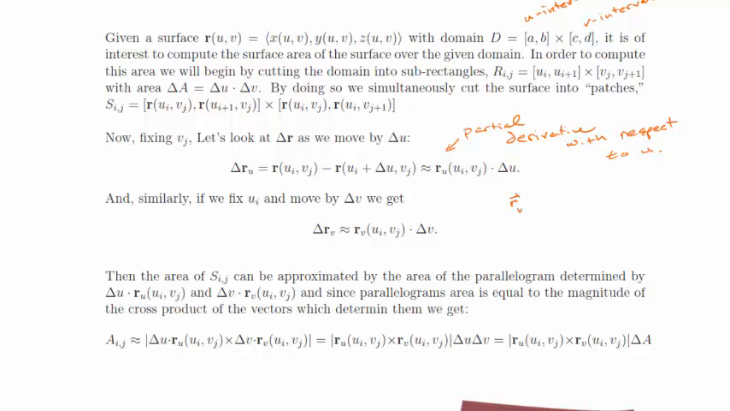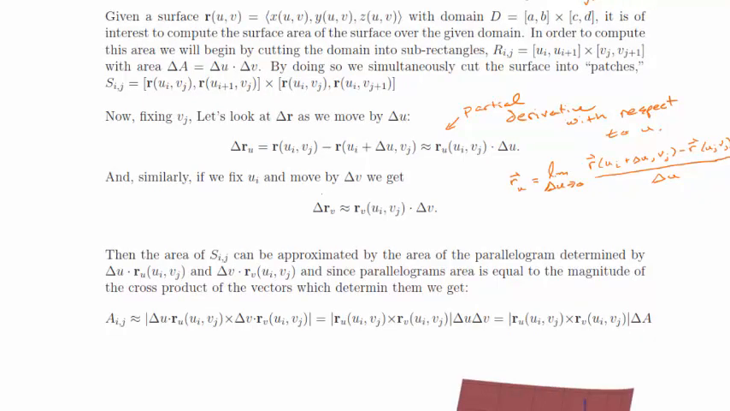Remember that r sub u equals the limit as delta u goes to 0 of r of u sub i plus delta u, comma v sub j, minus r of u sub i, v sub j, all over delta u. I think I'm squeezing that into the edge of the picture here. Okay, so since our partial derivative is equal to this, if we multiply by the delta u over and get rid of the limit, then we get an approximation here. So that's where this approximation is coming from.